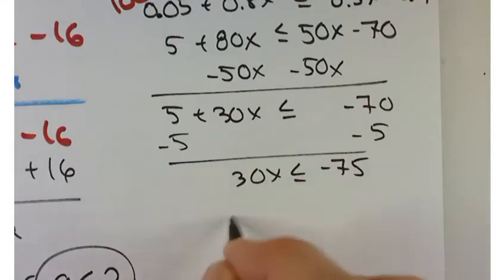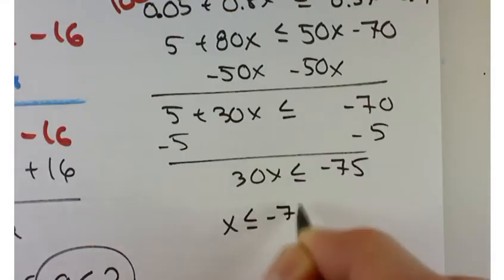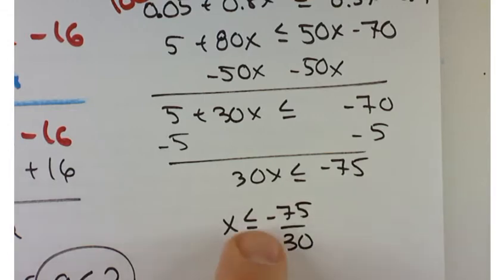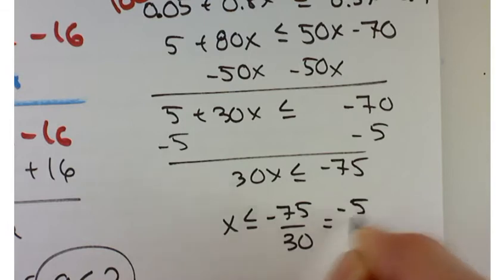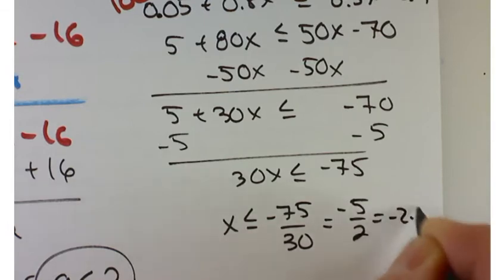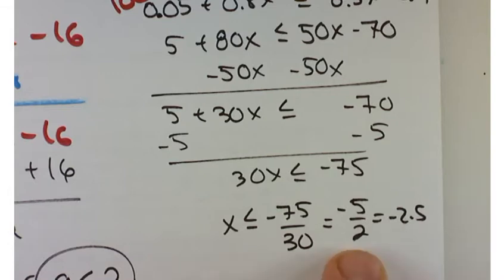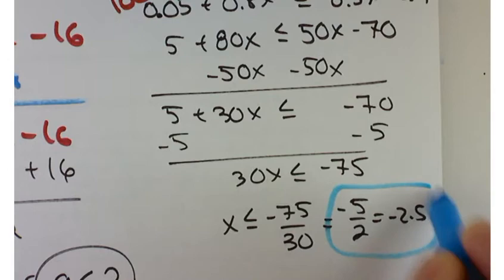Now when I divide both sides by 30, do I have to flip the direction of the inequality? Should I make that a greater than or equal to? No, because you're dividing by positive 30, not by a negative number. So that reduces to negative 5 halves, and I would accept negative 2.5. I would like it in lowest terms regardless. Yeah, either of these last two would be fine.